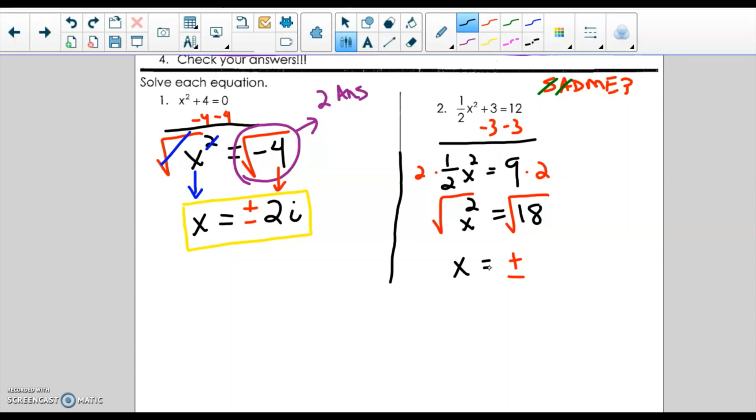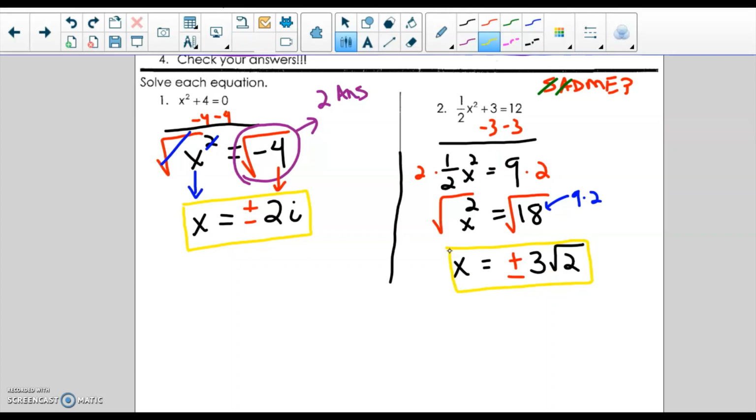And now we have to simplify the square root of 18. Part of our quiz, part of what we did on Monday, was simplifying square roots. So 18 breaks down into 9 times 2, 9 being a perfect square. So the square root of 18 would be 3 square root of 2. This problem does not have an i in it because the 18 does not have a negative with it, so we have 2 real solutions for this problem.